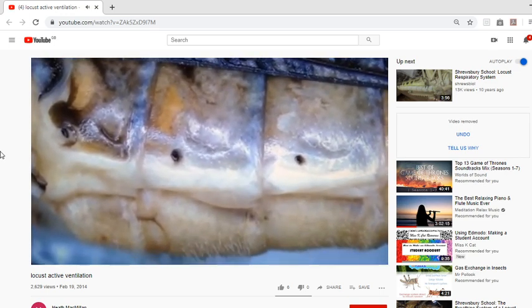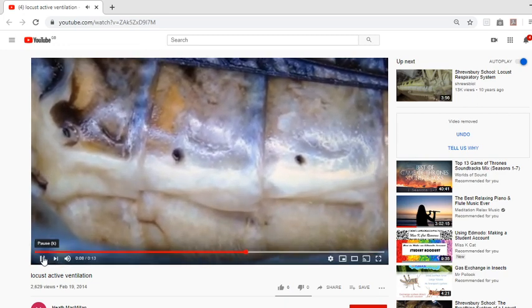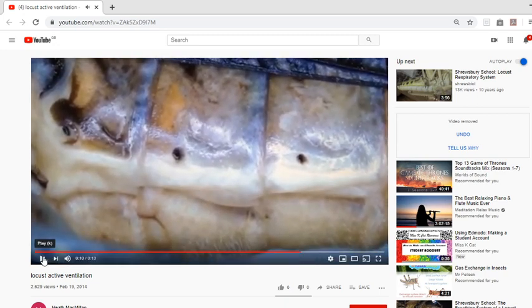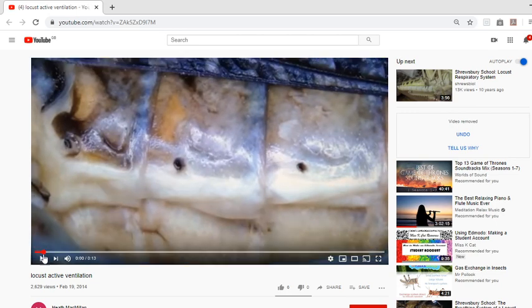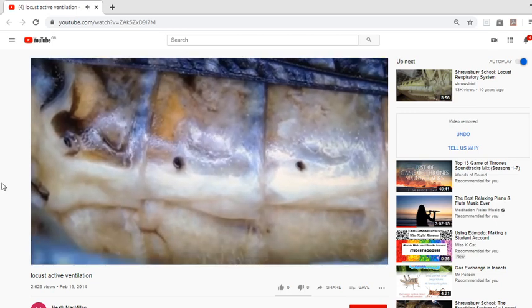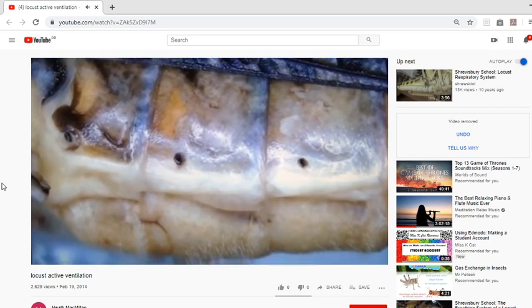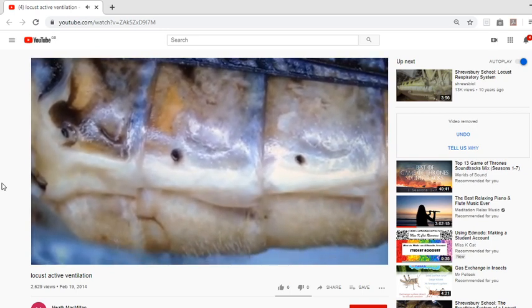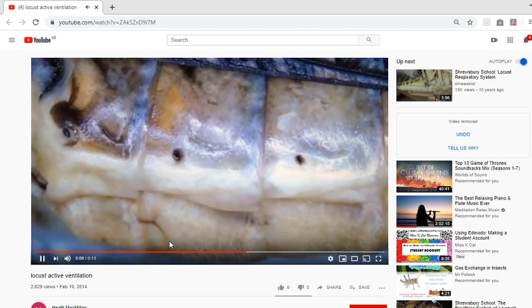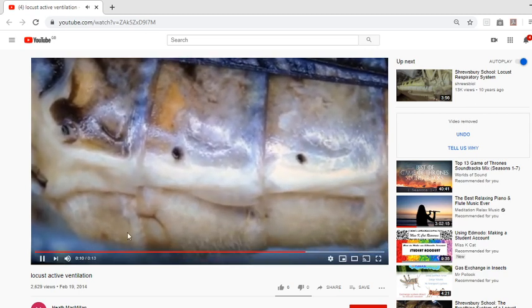It looks like they're breathing. It literally looks like they're breathing. Can you also see here? That is a spiracle, and you can see it opening and closing in time with the change in volume that they're creating in their abdomen.